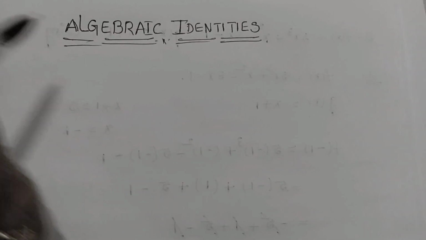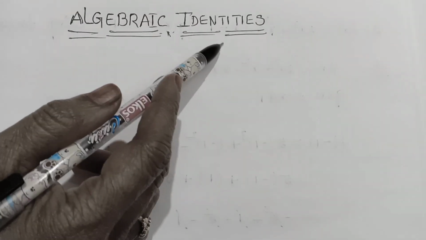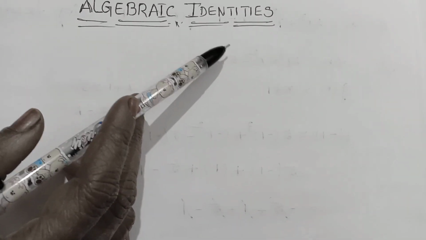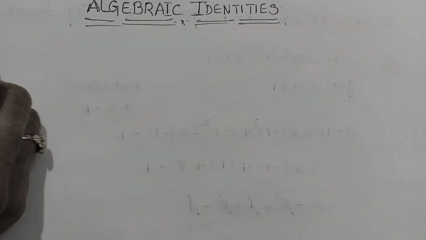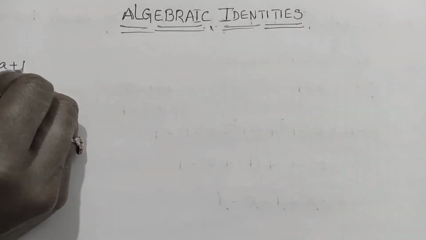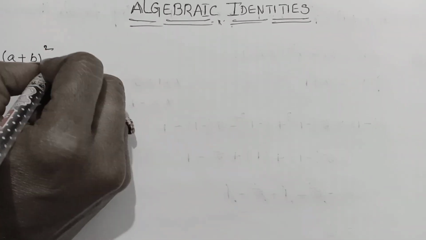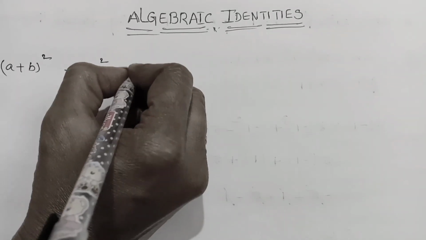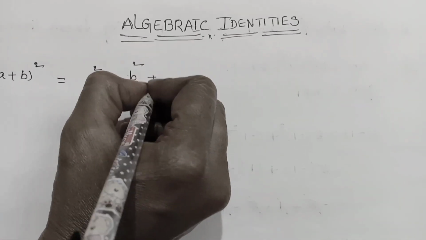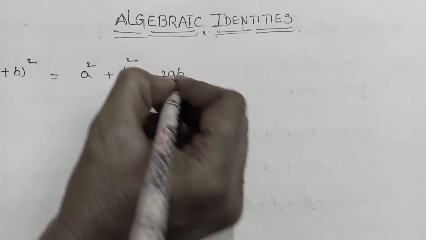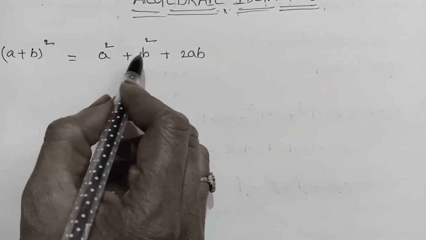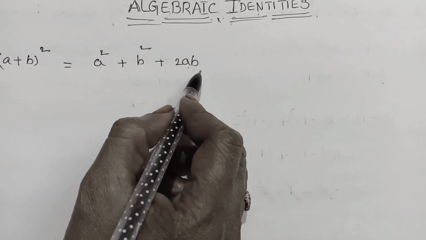Next topic is algebraic identities. I will explain what an identity is by using one equation. (a + b) whole square is equal to a square plus b square plus 2ab. It is an algebraic equation where a, b are variables.